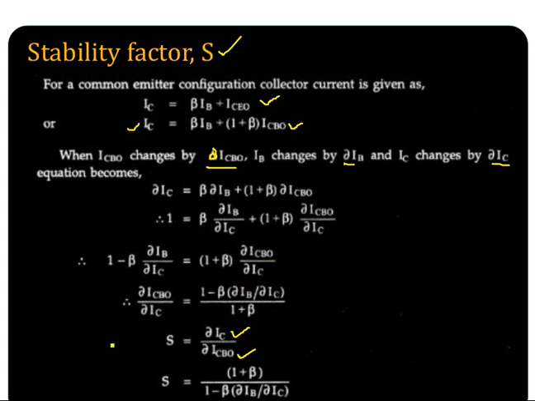Then you rearrange in this format. So you get dou ICBO by dou IC in this form: 1 minus beta dou IB by dou IC will be the numerator and 1 plus beta will go to the denominator. What is S? S is dou IC by dou ICBO, which is the inverse of this. So you get S as 1 plus beta divided by 1 minus beta into dou IB by dou IC.